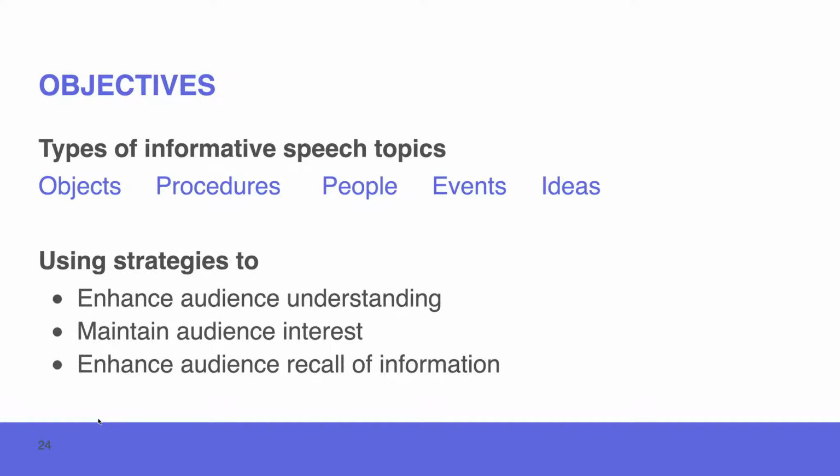Would it be on a process? Would it be about a person? Would it be about an event? Or would it be about an idea, right? So think about the kinds of speech topics that are out there, and what do you care about, and what do you think is relevant to your audience, and then plan to choose one of them. So we're going to talk about in this little chapter how to enhance audience understanding, maintain their interest, and help them recall your information.